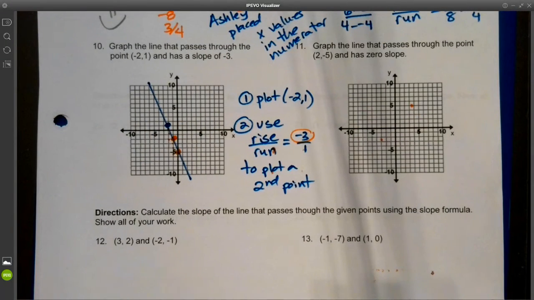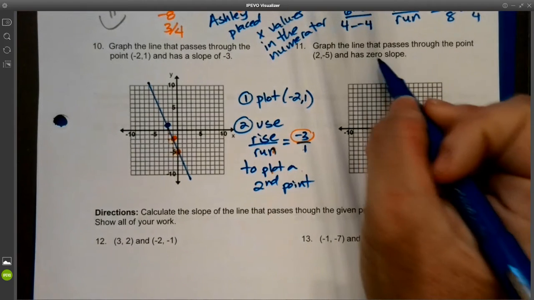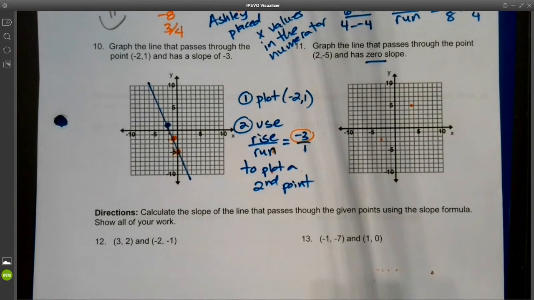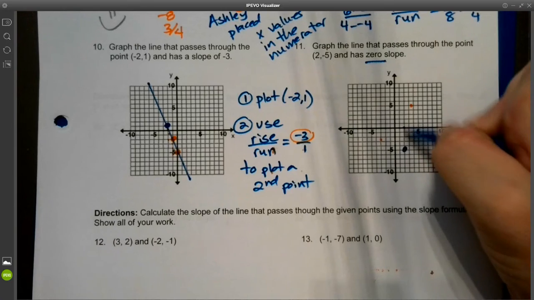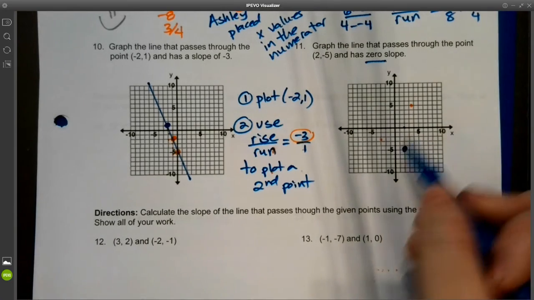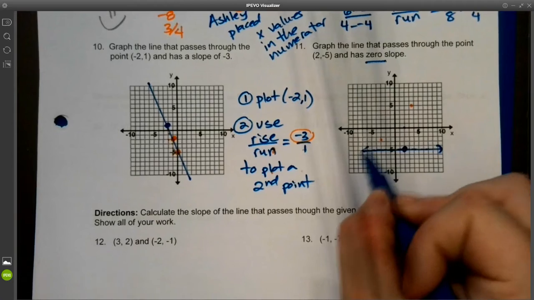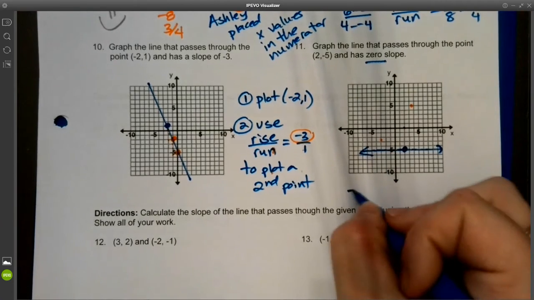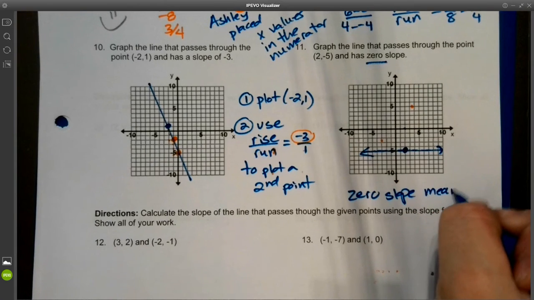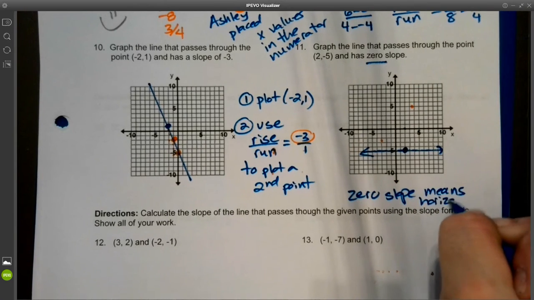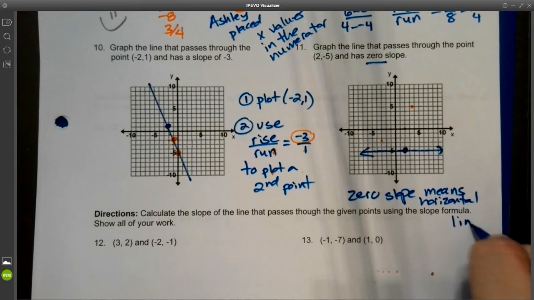Number 11, we're going to graph the line that passes through the point 2, -5 and has 0 slope. Whoa. 0 slope means this thing's horizontal. It's a flat line. So I'm going to plot 2, -5. It's going to be right here. And 0 slope means it's simply going to be horizontal at that point. I'm done. So I'm going to remember here that 0 slope means horizontal line, which is awesome.